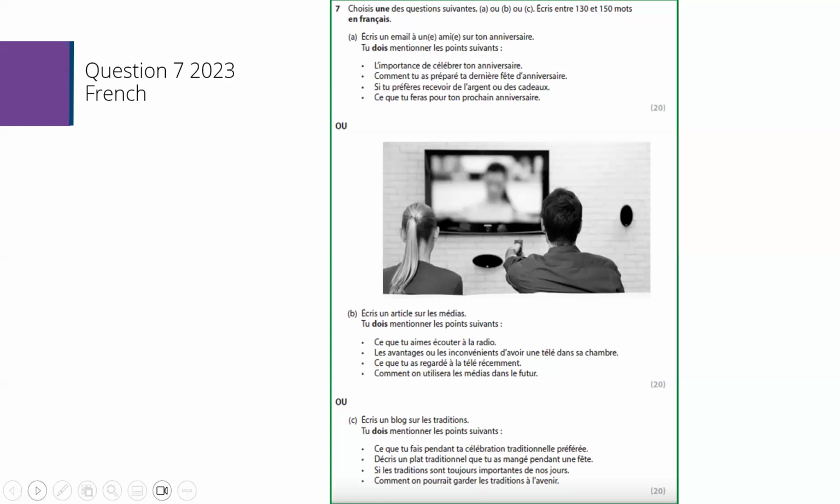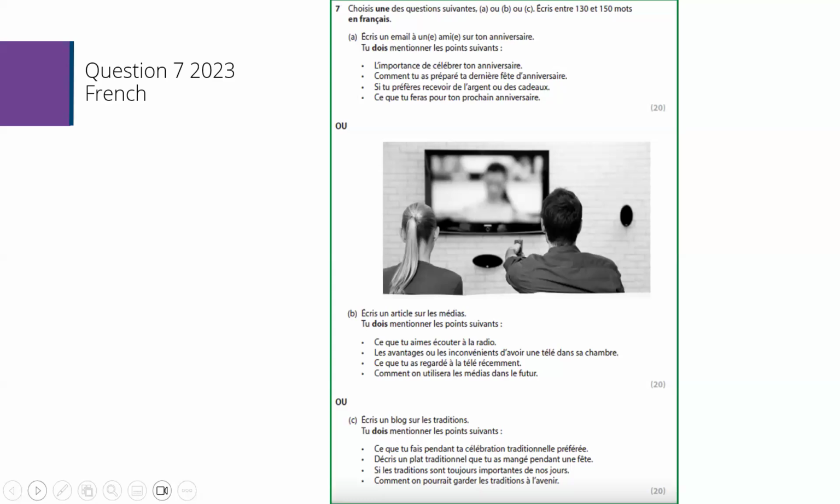And this is where I think it's good practice as well that students cover those points more or less equally, 35 to 40 words about each of those 4 points. Let's have a look at B, for example. What you like to listen to on the radio. So we're looking for personal opinion here. Advantages and disadvantages of having a TV in your room. What you watched on TV recently, and how the media might be used in the future.